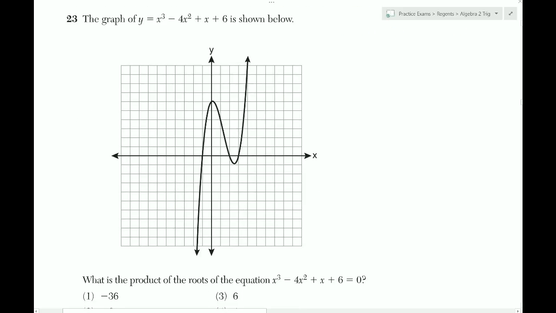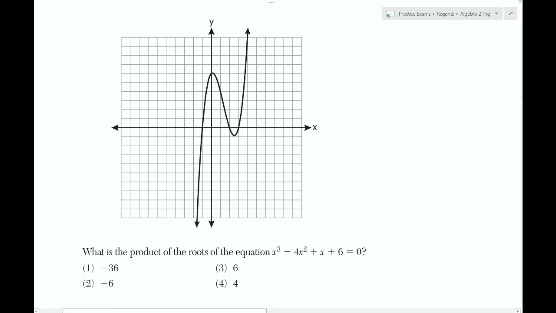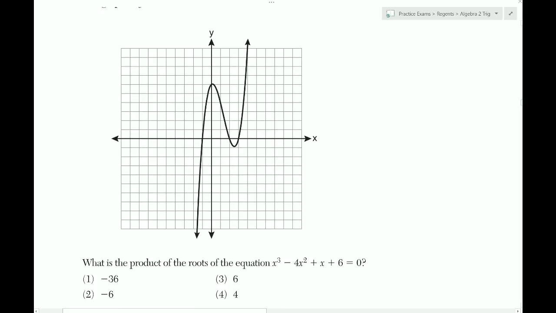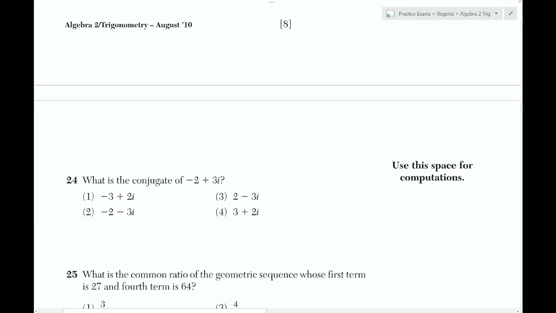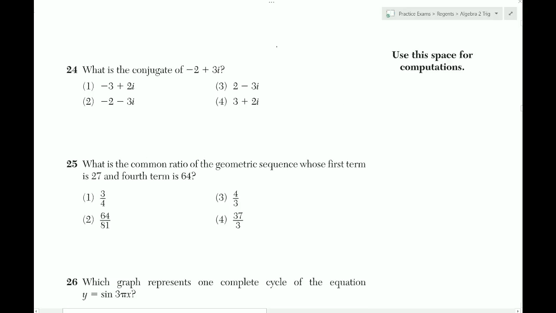The graph of this is shown below. What is the product of the roots? Okay. So, looks like we can just grab these roots real quick. So we have -1. This is 1, 2, and this is 3. So, -1 times 6 is going to be -6. Just 2. What is the conjugate of this? Okay, so we just change the middle sign to negative, and, whoops, yeah, choice 2.